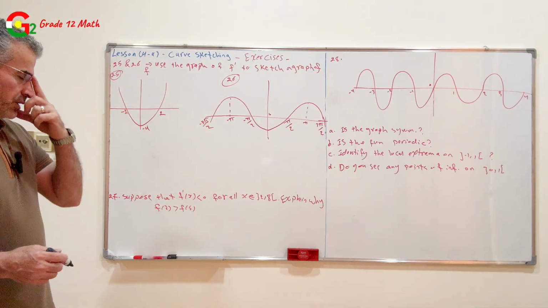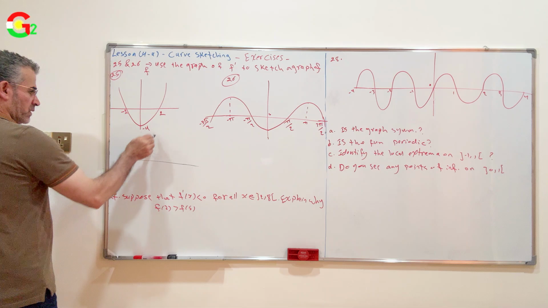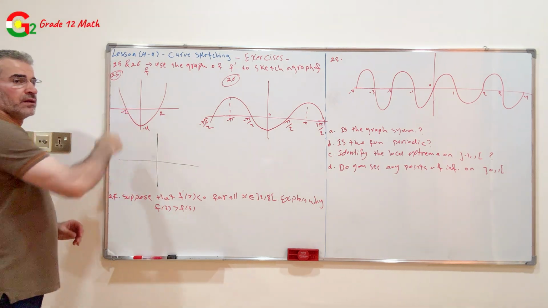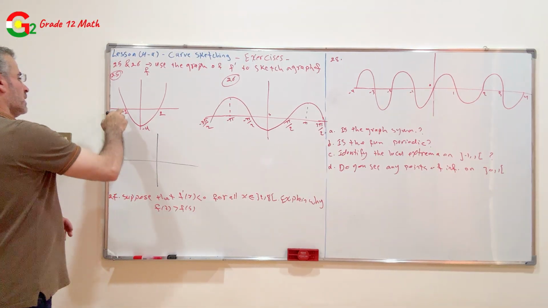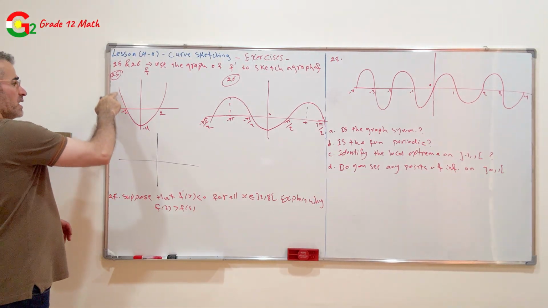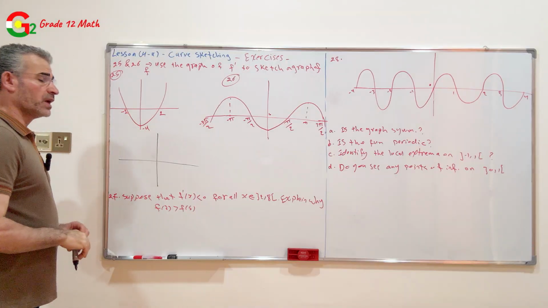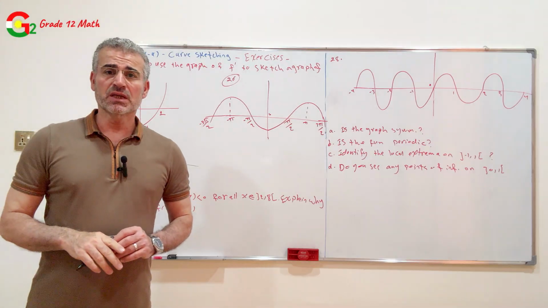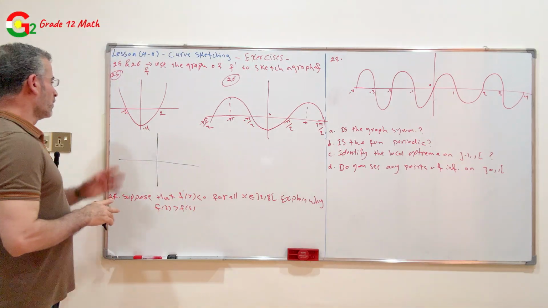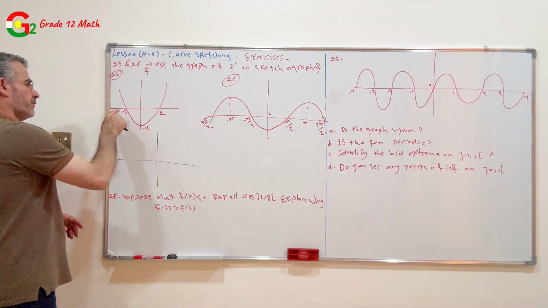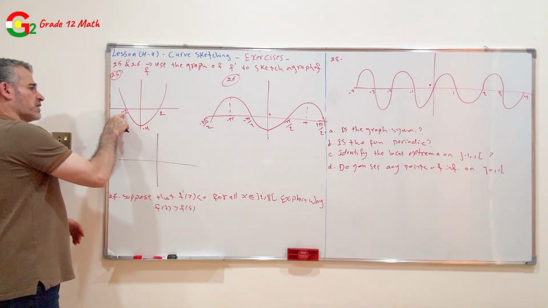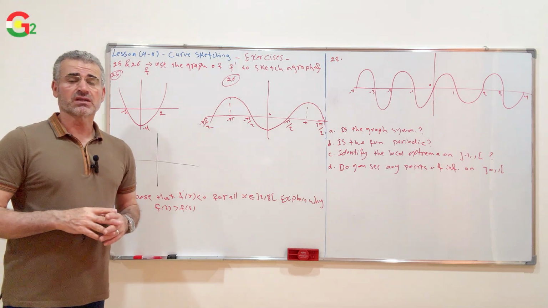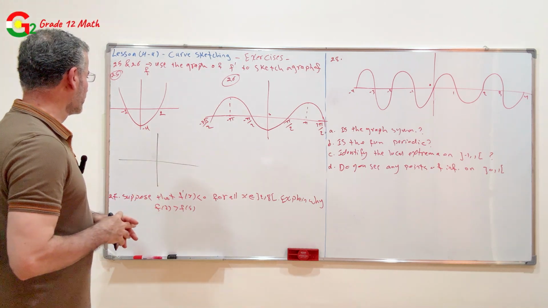Question number 25 and 26, use the graph of the first derivative of the function f to sketch the graph of the function f. For question number 25, the graph of the derivative is over the x-axis from negative infinity to negative 2 and from 2 to positive infinity. Therefore, the function is increasing on these intervals. Also, the graph of the derivative intersects the x-axis at negative 2 and 2. Therefore, the function has a horizontal tangent line at negative 2 and 2.